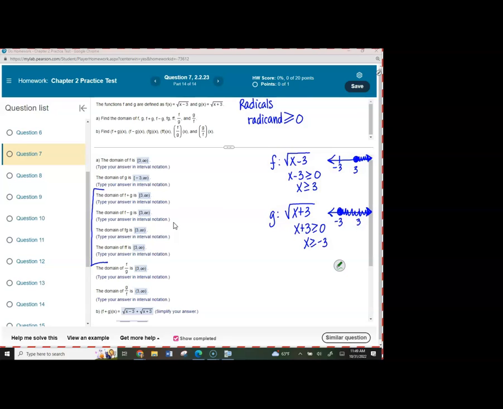So an easy way to think of it too is to ask yourself, can F of -3 work? Meaning, if I plug -3 into F, will I get an answer? And the answer is no, because I'd end up with a -6 and can't have the square root of a negative. So that's why this is the most restricted.